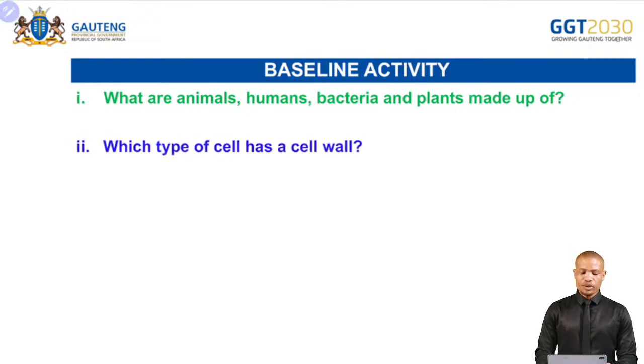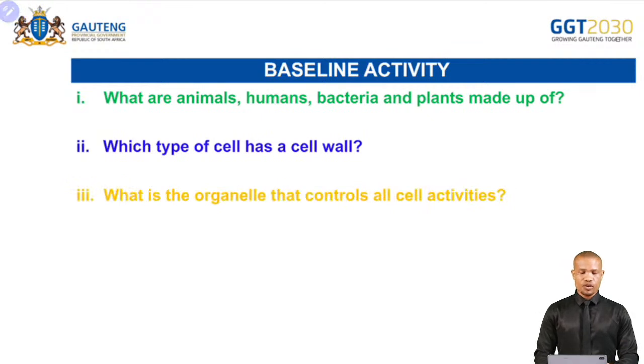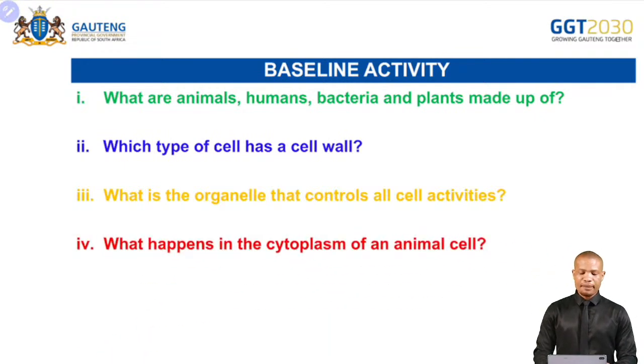Second question, which type of cell has a cell wall? Third question, what is the organelle that controls all cell activities? And lastly, what happens in the cytoplasm of an animal cell? So these questions are very easy, but I will give you 3 minutes to answer these questions. And when you are done, we will discuss the answers together.